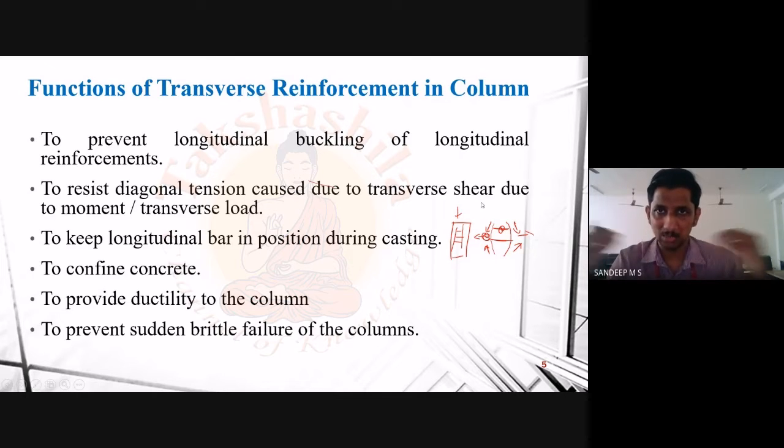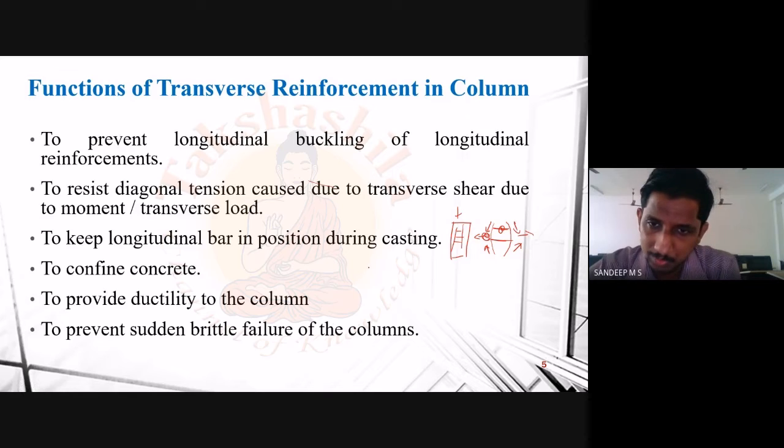So this is basically a transverse shear that can be taken care of with the help of our ties or longitudinal transverse reinforcement. Then, to keep longitudinal bars in position during casting. Have you seen the casting of columns? Basically we will be erecting the casings on all the sides and we will be having the longitudinal bars. So when we pour the concrete inside this, what will happen? When this concrete comes and hits these longitudinal bars, it will have a tendency to get deformed. It will not be staying straight. Instead, it may get bent or it may be forming some other shapes.